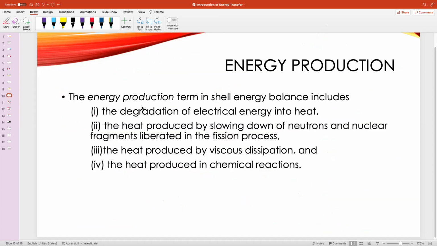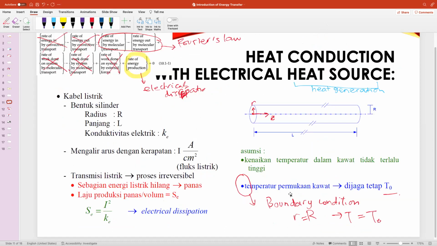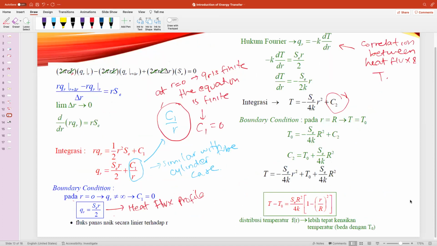and remember the boundary condition that we saw previously. Yeah, this one we have the boundary condition. When R equal to the capital R, T would be equal to T0, right? So then you can apply it here, and then you see this one here.